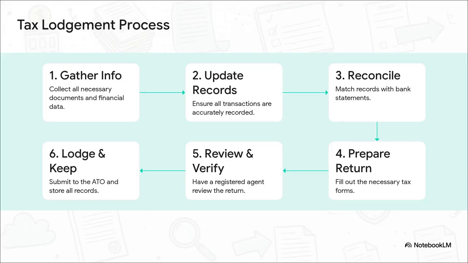The source guide breaks down the entire lodgement process into these 7 methodical steps. It starts with gathering information and updating records. From there, you move to the crucial phase of reconciling accounts before you prepare the return. The process then requires a vital review and verification stage, which precedes the actual lodgement. The final step, keeping records, is just as important as the first.